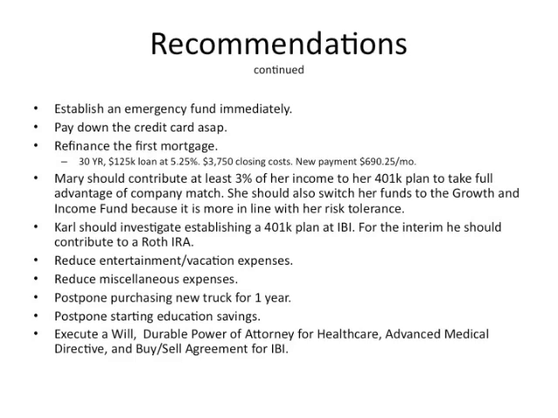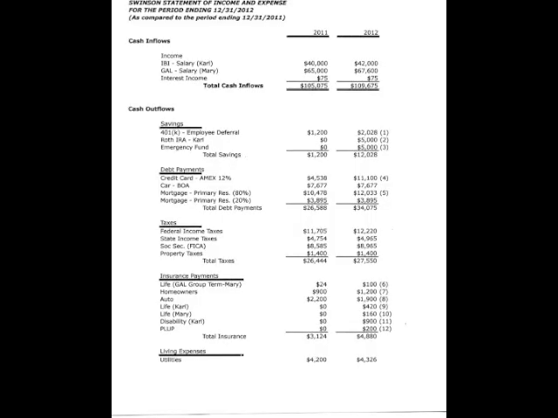And as far as estate planning, we need to execute a will, a durable power of attorney for health care, an advanced medical directive, and look into getting a buy-sell agreement in place at IBI as soon as possible. Now, if we were to implement all of the recommendations that we've made, you would end up with an income statement for this upcoming year that would look like what I have up here on the screen.